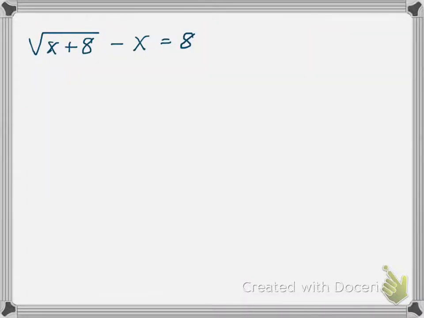Now, the second example in solving these radical equations, as you can see, it says square root of x plus 8 minus x equals 8. Now, as you can see, that minus x is not under the square root like the x and the plus 8. So I need to get rid of that one first. Since it says minus x, the opposite of that is to add x to both sides.